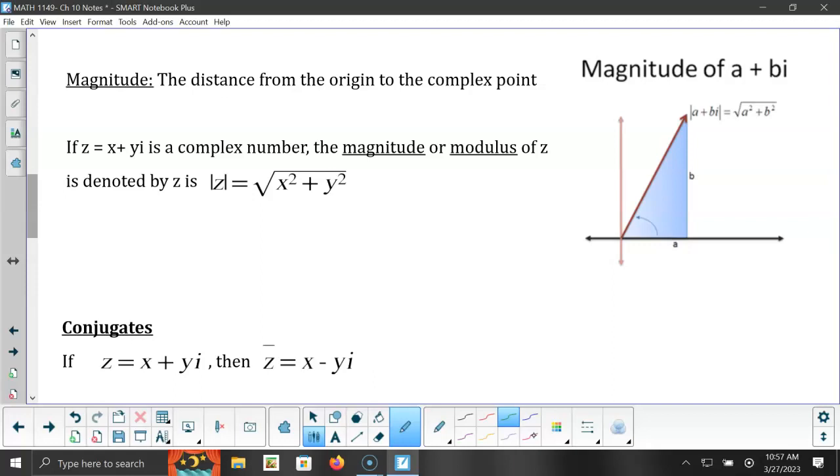All right, so what do you guys notice about magnitude? Is it similar to anything we've done before? Polar coordinates? Basically Pythagorean theorem? You can if you want to, or you could just say it's Pythagorean theorem.